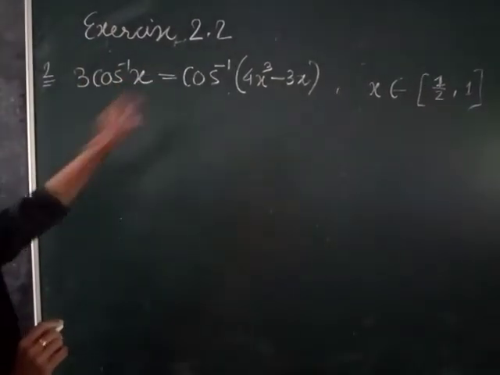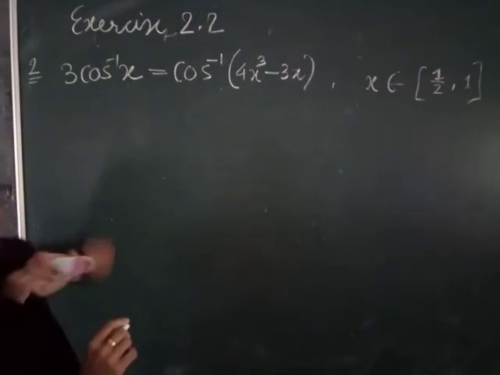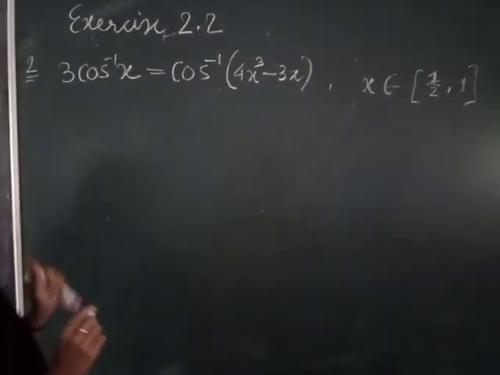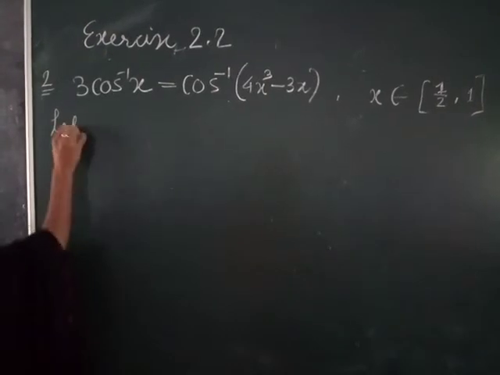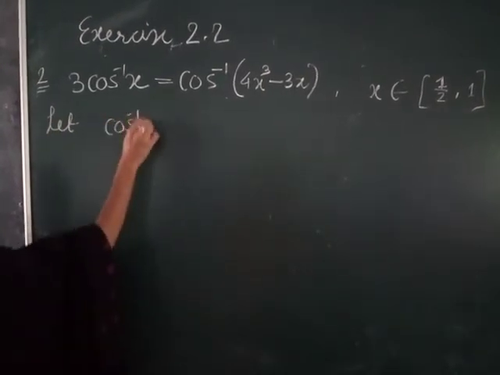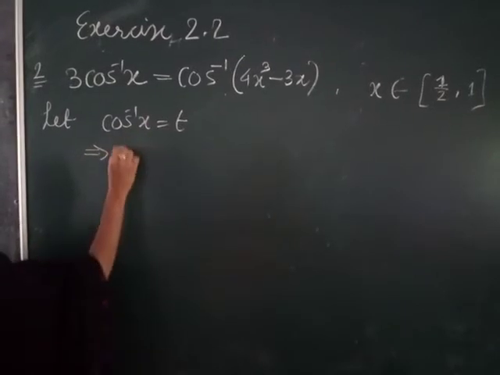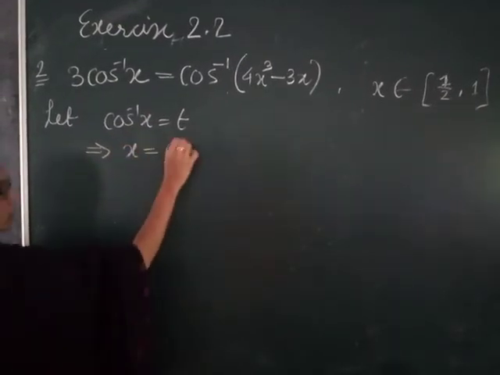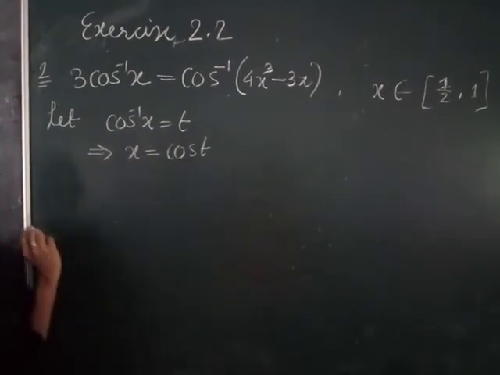Solution of exercise 2.2. Question 3: 3 cos inverse x is equal to cos inverse (4x cube minus 3x), where x belongs to [1/2, 1]. So I'll assume first cos inverse x is equal to t. Let us transfer cos inverse here, so it becomes x is equal to cos t. When you are taking cos inverse and transfer it here, it becomes cos t.